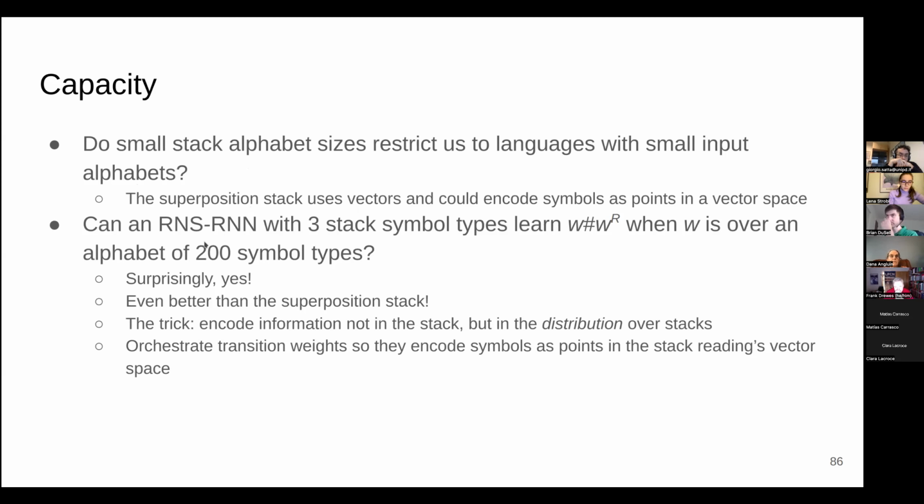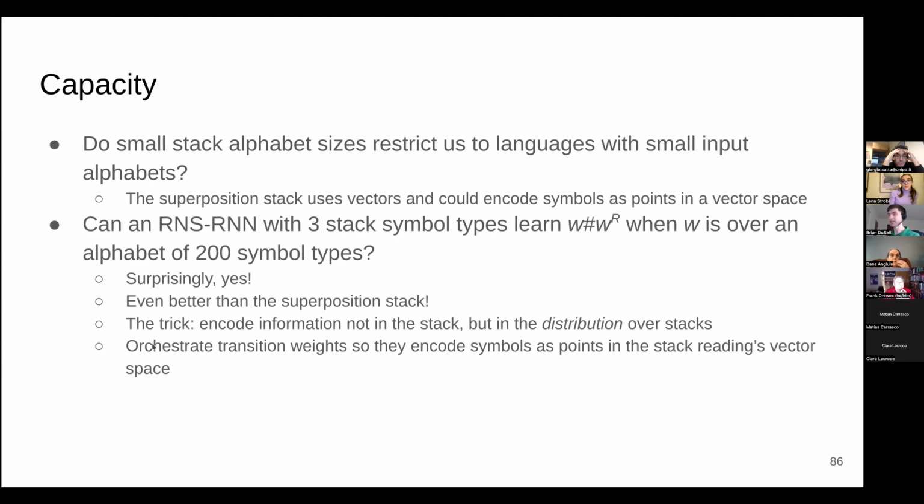So what would happen if we tested an RNS-RNN with only 3 stack symbols on the marked reversal language when W is over an alphabet of 200 symbol types? And the surprising answer is that it actually does really, really well. In fact, it does better than the vector-based superposition stack. And the trick is that it encodes information not in the stack per se, but in the distribution of weights over the stacks. And again, it all has to do with this interaction between the controller and the stack WFA distribution.